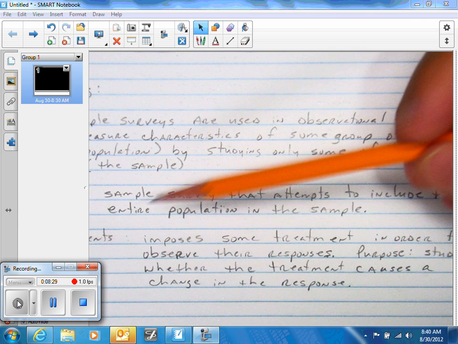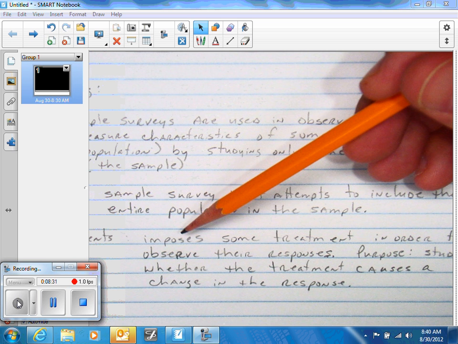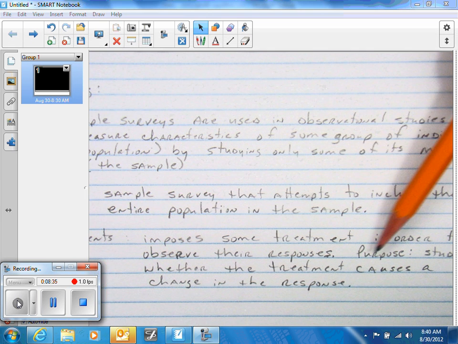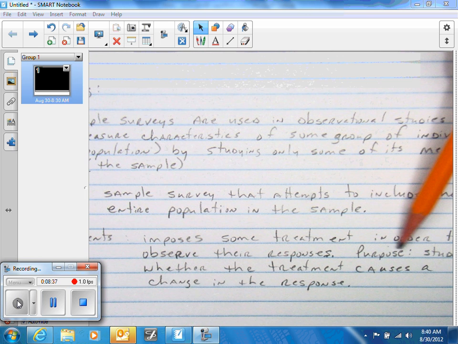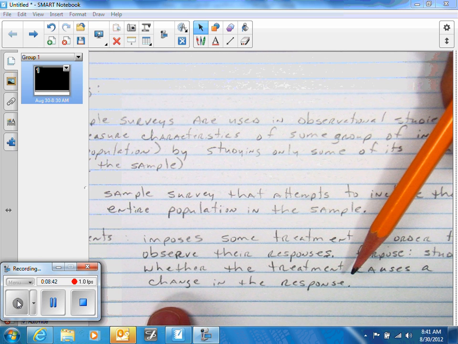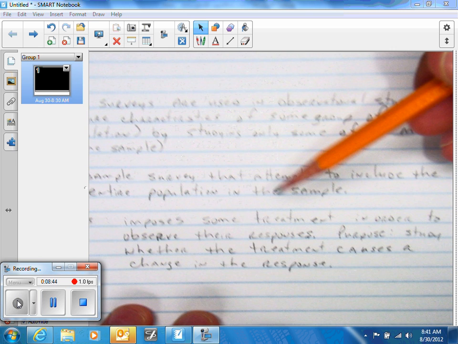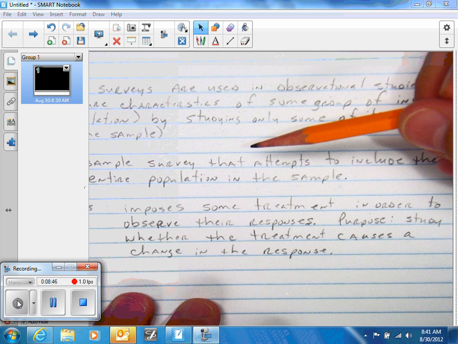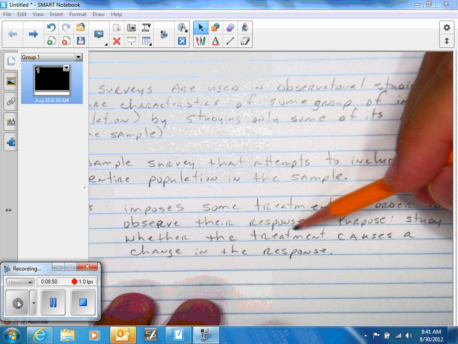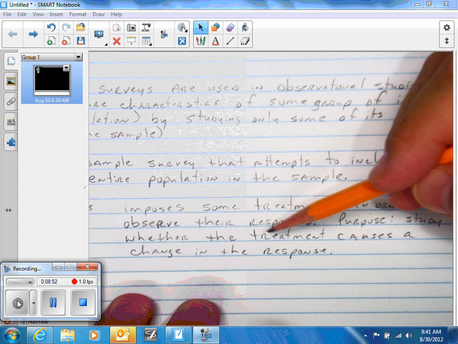So in this case, in an experiment, we're going to impose a treatment in order to observe their response. The purpose of this experiment is to study whether the treatment causes a change in the response. So we want to impose a treatment, and again, we want to observe whether or not the treatment causes a change in the response.